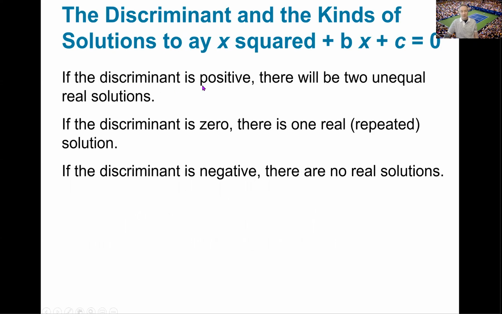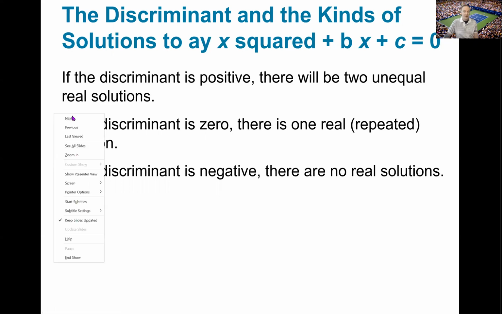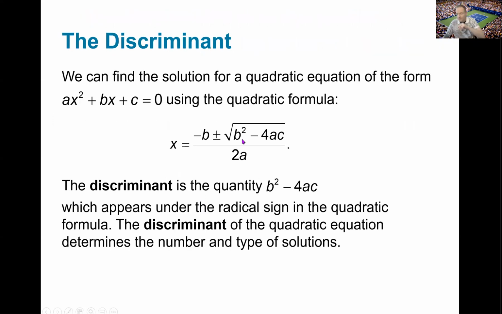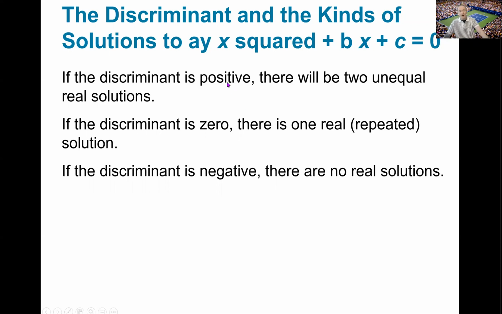Now, if that discriminant is b squared plus 4ac, let me go back just real quick. If that discriminant, there we go, b squared, I said plus 4ac, how dare I, b squared minus 4ac, if that discriminant, that part inside there, is a positive number, all that's telling you is that there's going to be 2 real solutions.